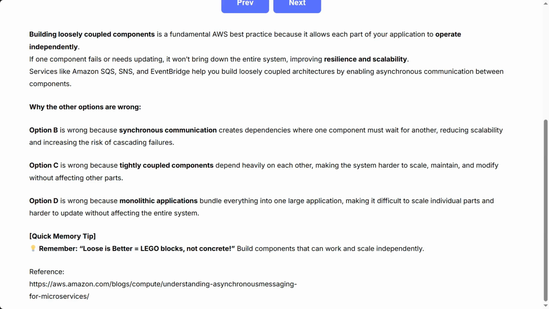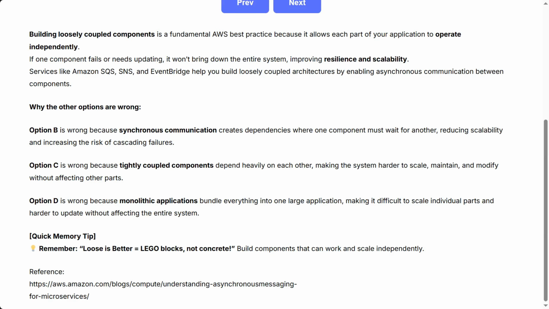Why the other options are wrong? Option B is wrong because synchronous communication creates dependencies where one component must wait for another, reducing scalability and increasing the risk of cascading failures. Option C is wrong because tightly coupled components depend heavily on each other, making the system harder to scale, maintain, and modify without affecting other parts.